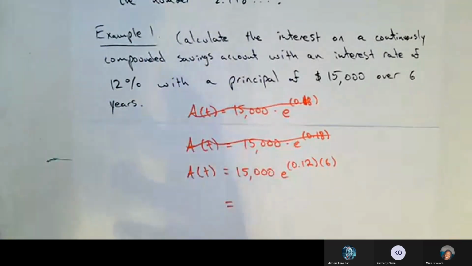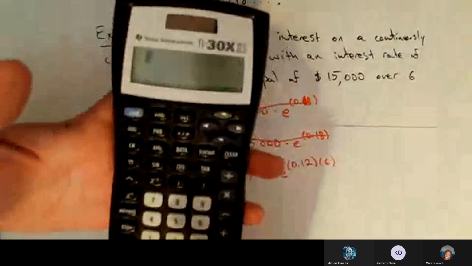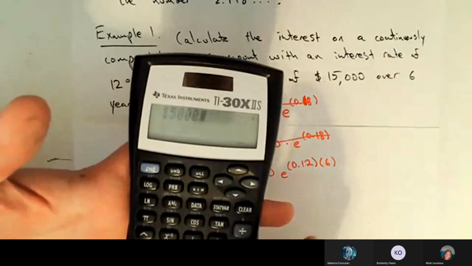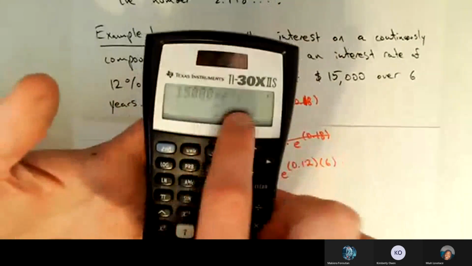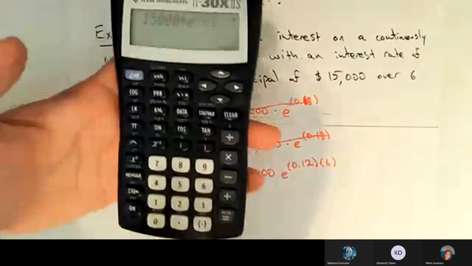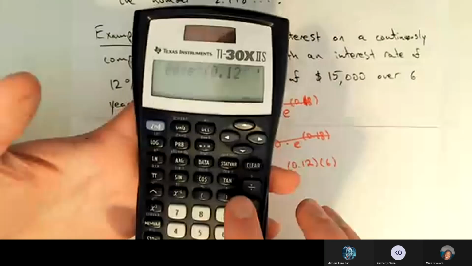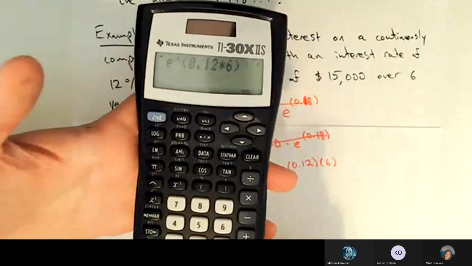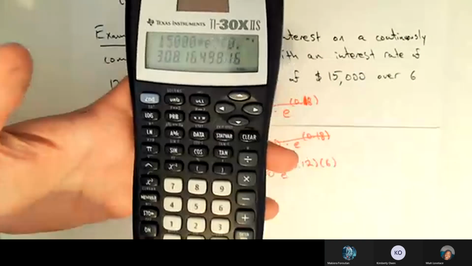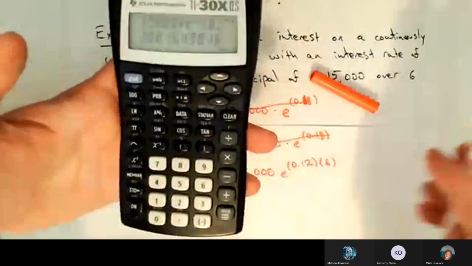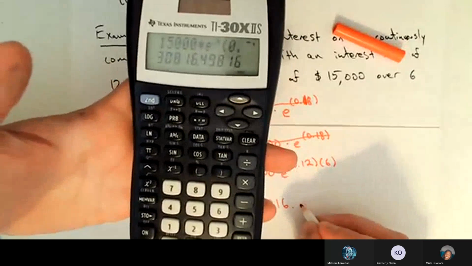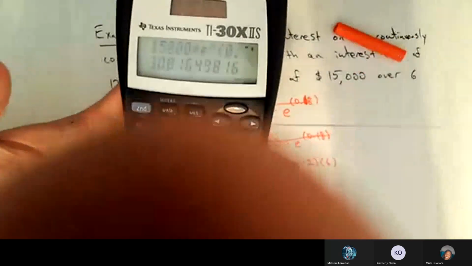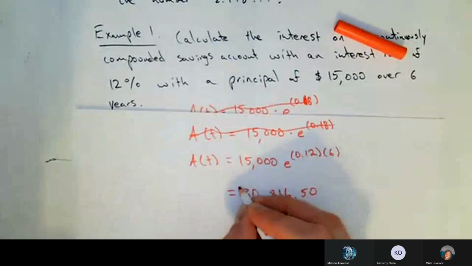I'll show you how to do it in the calculator. You will do 15,000 times, and you've got to find the e button, which for me is above the natural log, the ln button. So it's second and then e. Now that opens up the e function for me, and then I'll say 0.12 times 6, close the parentheses, and I'm getting the amount in this account is $30,816.50 when I round. Oh, in dollars.